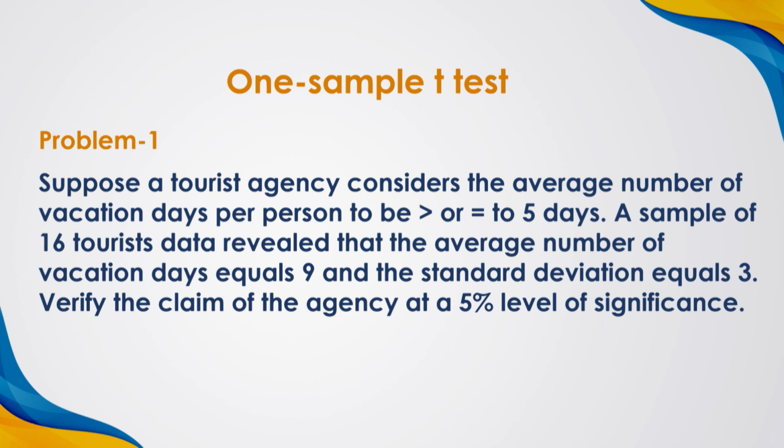Here a tourist agency is claiming that the average number of vacation days per person is more than or equal to 5 days. A sample of 16 tourists' data revealed that the average number of vacation days is equal to 9 days and the standard deviation is equal to 3. Now, based on that information, let us verify the claim of the agency at 5% level of significance.